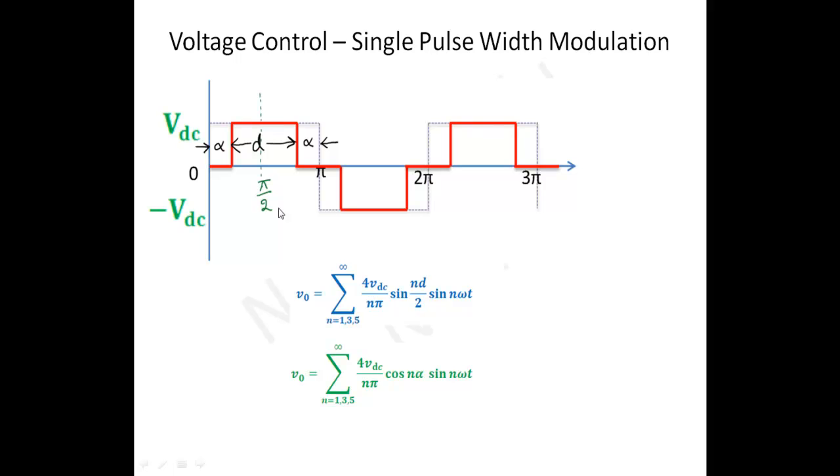Okay, and we already discussed V naught. What is the V naught? V naught RMS I'm talking about. V naught RMS we already discussed, that's nothing but VDC into root of d by pi. So remember these things, we will again come back.